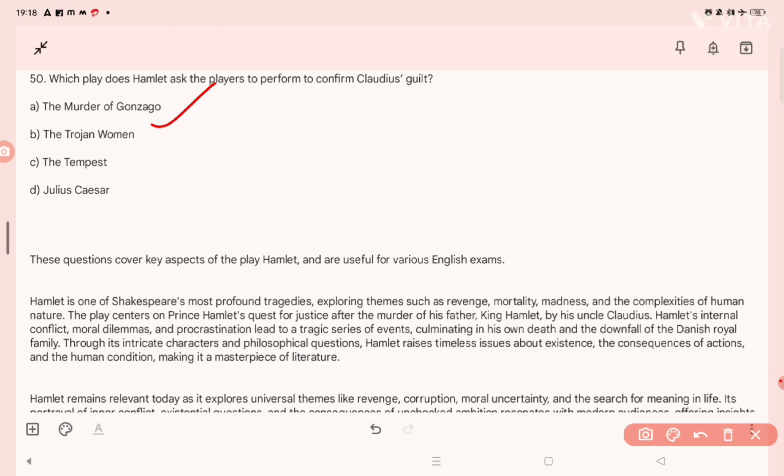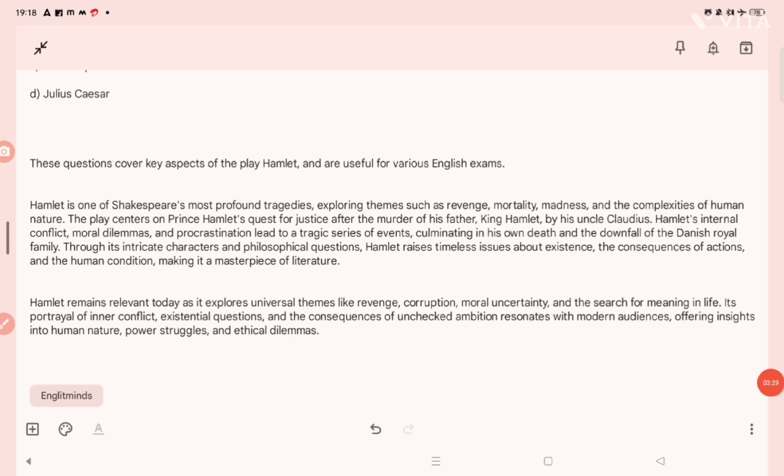These questions cover key aspects of the play Hamlet and are useful for various exams. Hamlet is one of Shakespeare's most profound tragedies, exploring themes such as revenge, morality, madness, and the complexities of human nature. The play centers on Prince Hamlet's quest for justice after the murder of his father, King Hamlet, by his uncle Claudius.